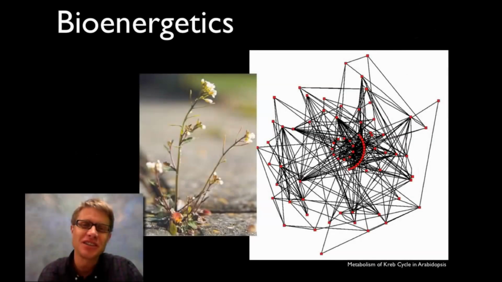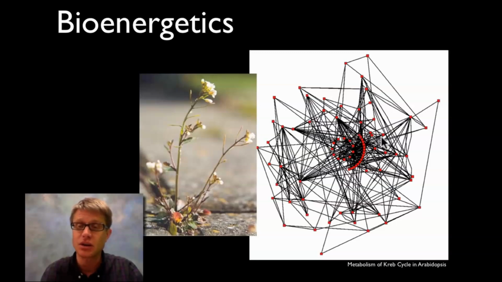Hi, it's Mr. Anderson, and in this podcast, I'm going to talk about bioenergetics. Bioenergetics is basically how living systems make use of free energy. And so this plant right here is called Arabidopsis, and basically to the right of it is a diagram showing the metabolism of just the Krebs cycle in Arabidopsis. So basically, this is how it's converting acetyl-CoA into carbon dioxide and then making NAD and fat.